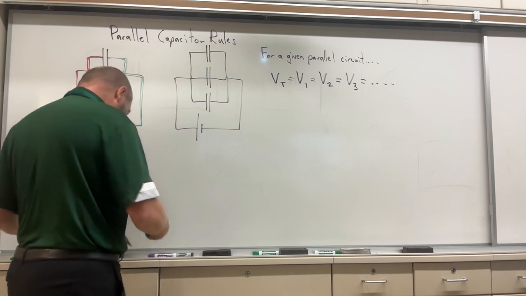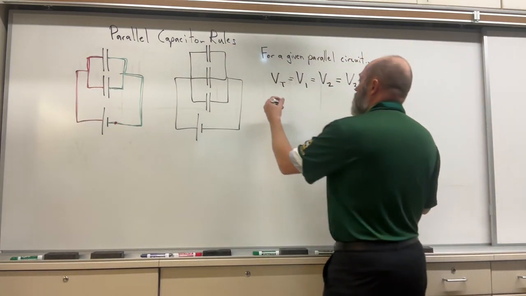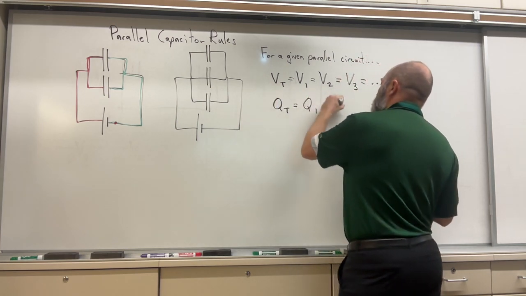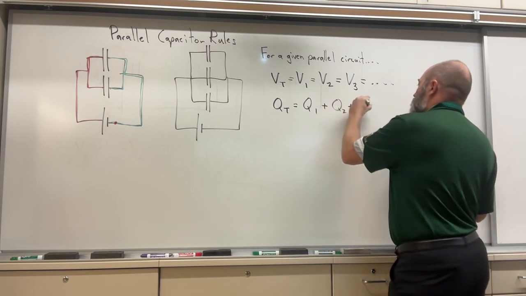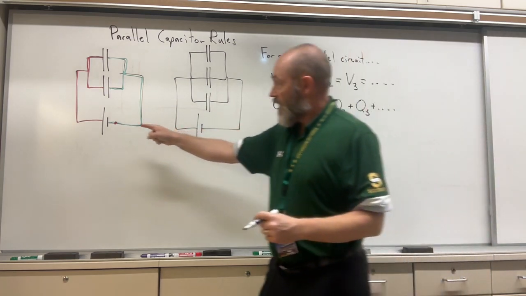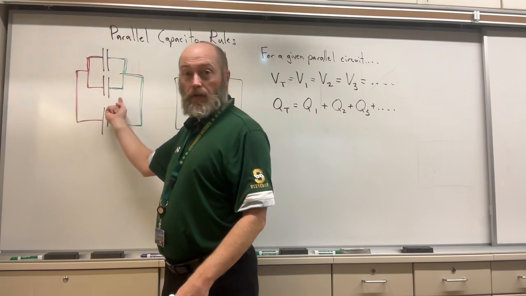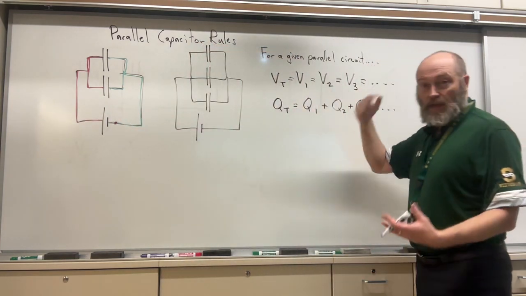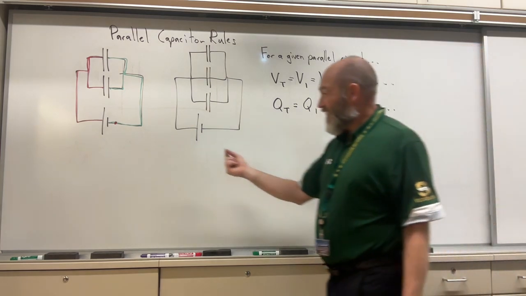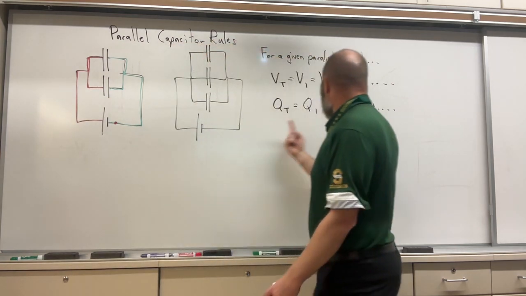Hence, our next rule, which is going to be QT equals Q1 plus Q2 plus Q3 and so on. This is really just conservation of charge, conservation of energy, because I gained some energy per charge, that's what voltage is, and then I lost some energy per charge. Well, it has to end up being zero because of conservation of energy. Whatever charge comes out has to split. I can't lose any charge. This is conservation of charge. Okay.